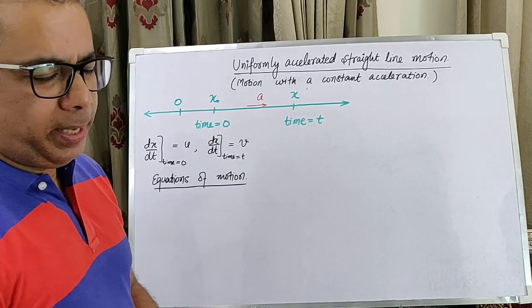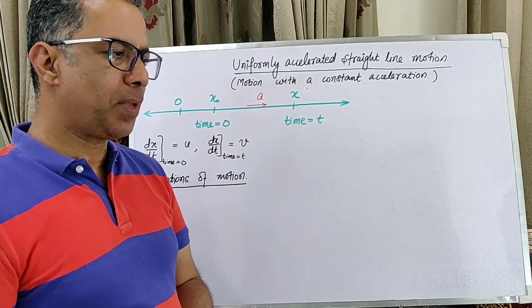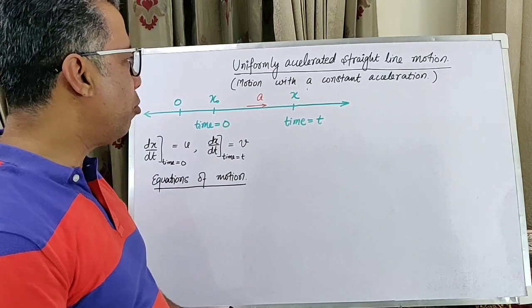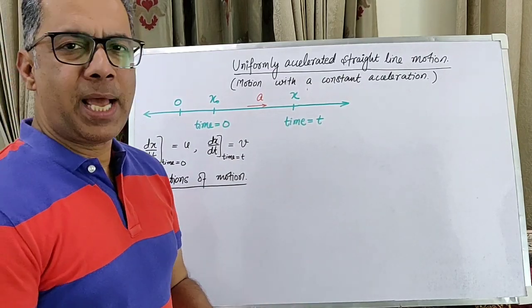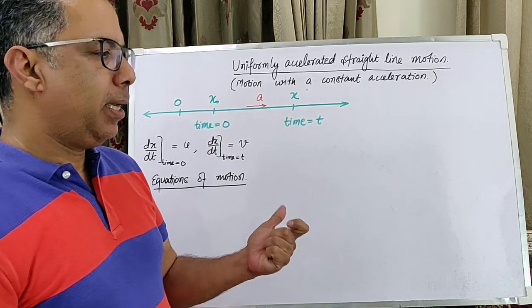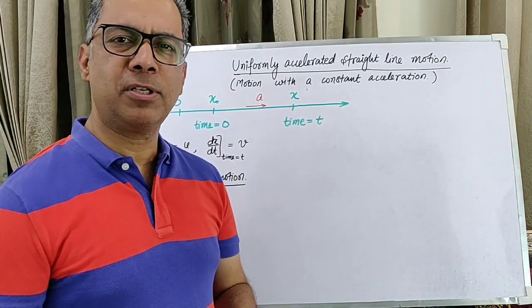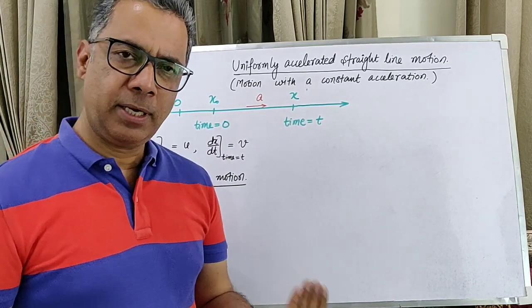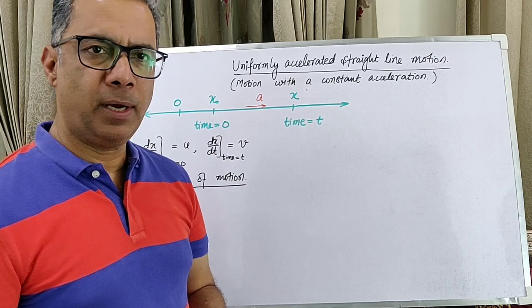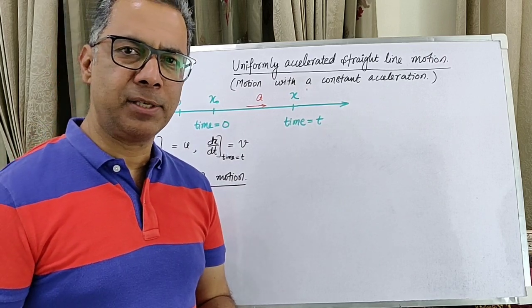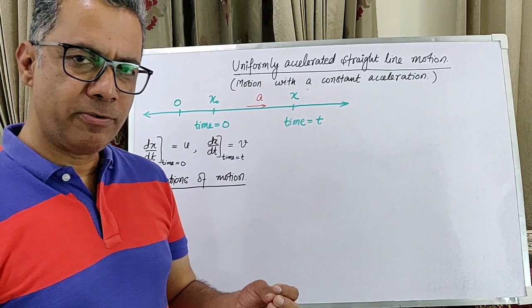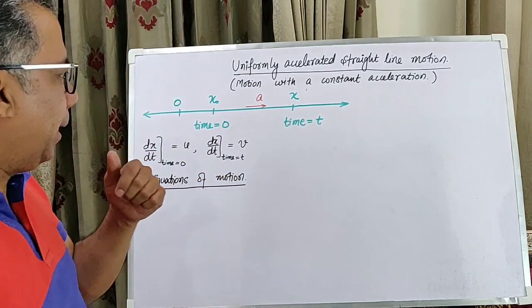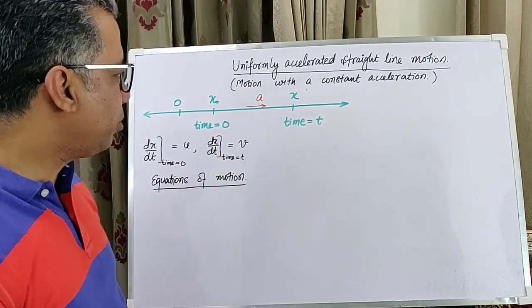In this video, we will be exploring the equations and the graphs of what is called the uniformly accelerated straight line motion. Now, uniformly accelerated straight line motion is a straight line motion with a constant acceleration. So here the acceleration remains constant vis-a-vis magnitude as well as direction. So the magnitude of acceleration and the direction of acceleration both remain unchanged in uniformly accelerated straight line motion.